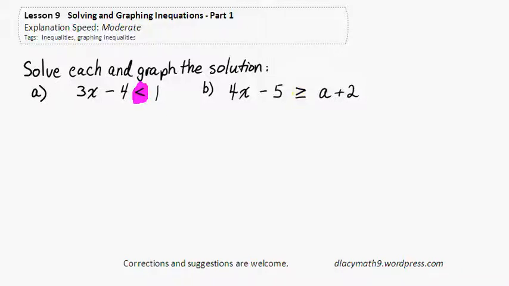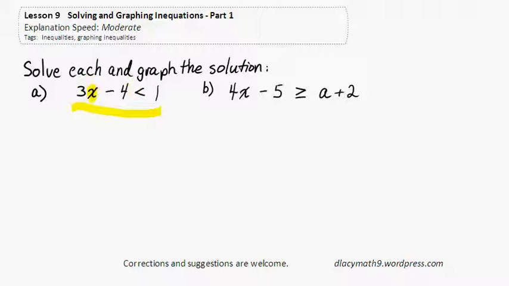Before I solve it, let me just say, what does this mean? Think of a number, multiply it by 3. Then what you get from that, take 4 away. And what you will have is a number that is less than 1. It could be 0, could be -1, or -1,000,000. There are lots of answers, an infinite number, but it must not ever be greater than or equal to 1.